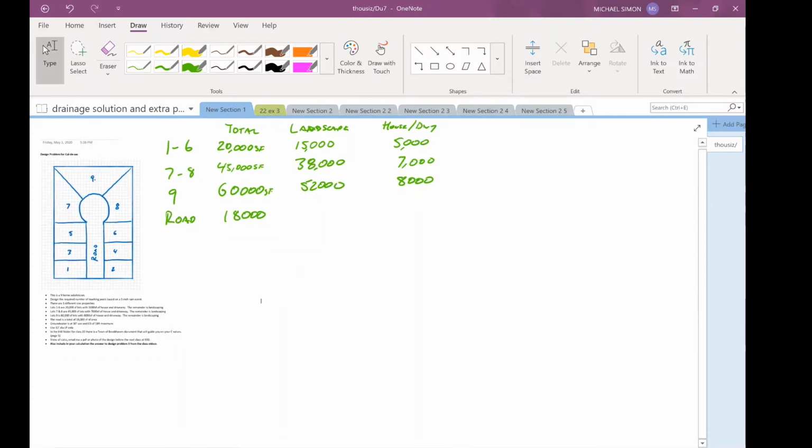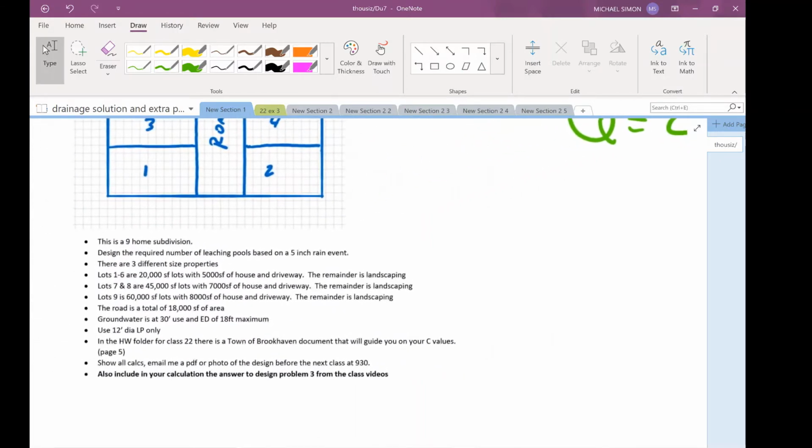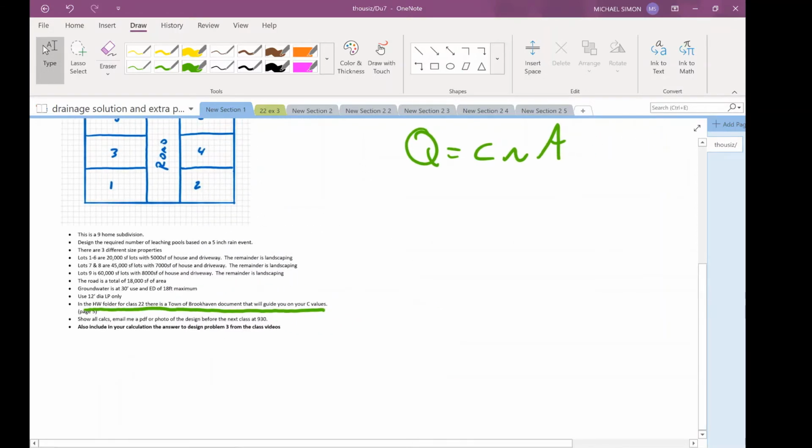Okay, so now with those different areas, we have to break out what the total volume of water is going to be created out of that. And for that, we use the formula Q is equal to CIA. For the runoff coefficient, and this is where it's really important, you have to read. In the homework folder for class 22, there's a Town of Brookhaven document that will guide you on your C values.